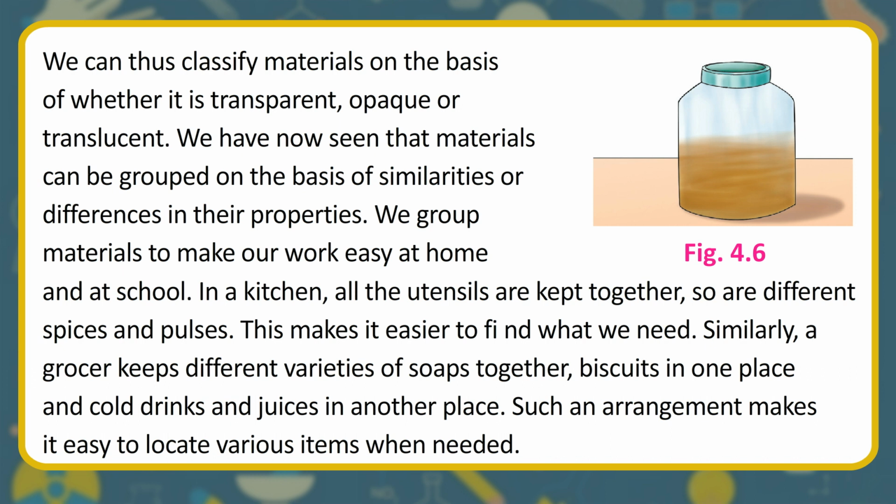We have now seen that materials can be grouped on the basis of similarities or differences in their properties. We group materials to make our work easy at home and at school. In a kitchen, all the utensils are kept together, so are different spices and pulses. This makes it easier to find what we need. Similarly, a grocer keeps different varieties of soaps together, biscuits in one place and cold drinks and juices in another place. Such an arrangement makes it easy to locate various items when needed.